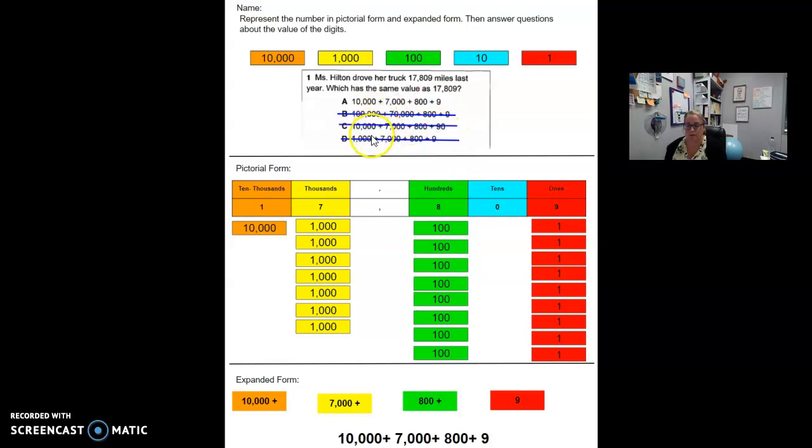So now I've gotten rid of all 3 other answer choices, and I can make sure I'm right. I have 10,000, 10,000, 7,000, 7,000, 800, 800, 9, and 9. So I know that I did all my work correctly, and my answer was A. So this part right here, 17,809, this is our standard form. And this 10,000 plus 7,000 plus 800 plus 9, this is our expanded form.